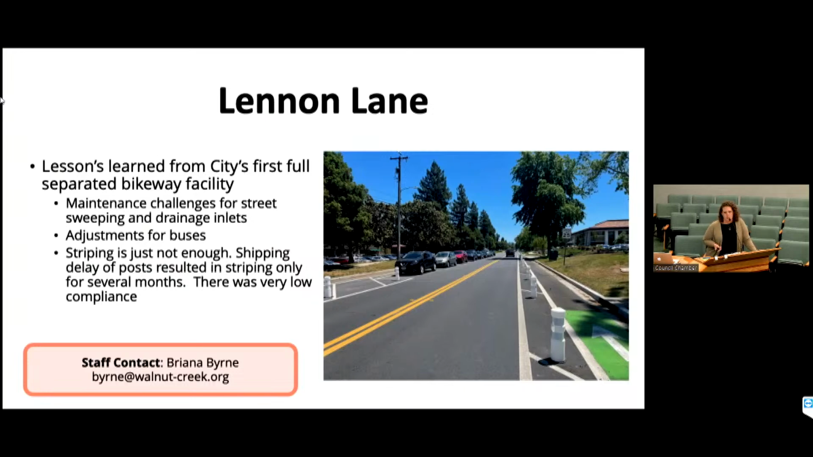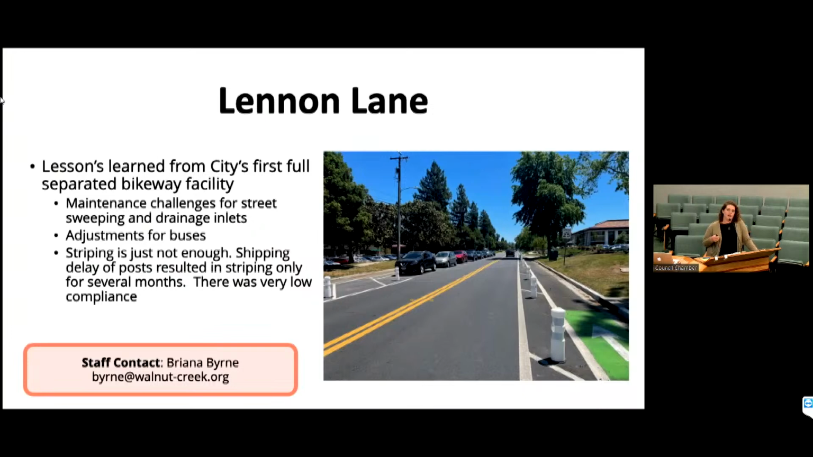And going in, we knew that there was going to be a maintenance challenge of how to clean the curbs. Our typical street sweepers can't fit into this narrow area. And so, that is something that's across the board in every agency, something that people are dealing with and looking to address moving forward. This is a bus route, so post-installation, we made slight adjustments for the buses.